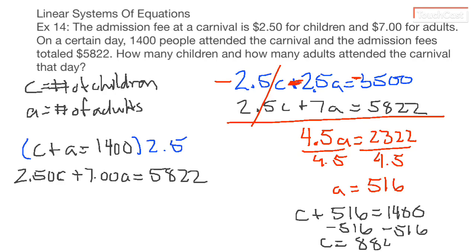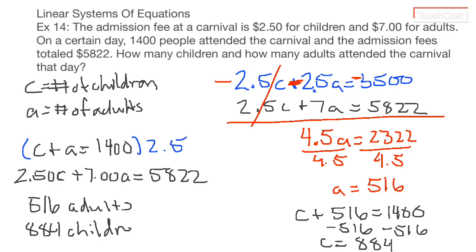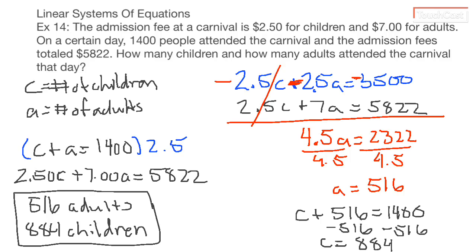884. So that means on that day we had 516 adults and 884 children. And that wraps up example 14. So let's look at example 15 and then we can call it good. We'll skip 16 and 17.